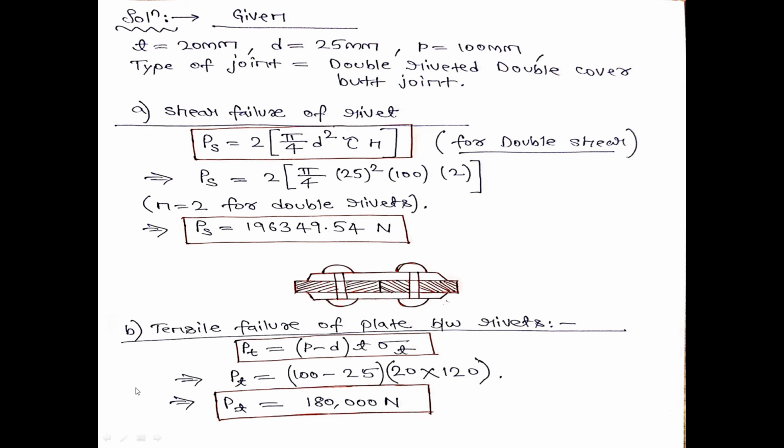Hello. Yes. Okay. Next is tensile failure of the plate between rivets. I know the equation, that is (p minus d) into t into sigma T. p is the pitch of the rivet, d is the diameter of the rivet, t is the thickness, sigma T is the permissible tensile stress given in the problem. Substitute it, you will get the value of tensile strength of the plate. That is 180 into 10 to the power 3 Newton.